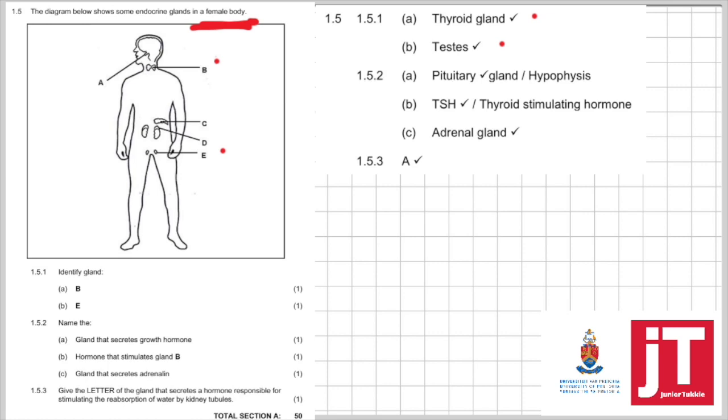1.5.2. Name the gland that secretes growth hormone. We know that will be, of course, the pituitary gland. Name the hormone that stimulates gland B. Of course, it's thyroid stimulating hormone. Name the gland that secretes adrenaline. That's easy, adrenal gland. And 1.5.3. Give the letter of the gland that secretes a hormone responsible for stimulating the absorption of water by kidney tubules. We know that gland is A, it's the pituitary gland.